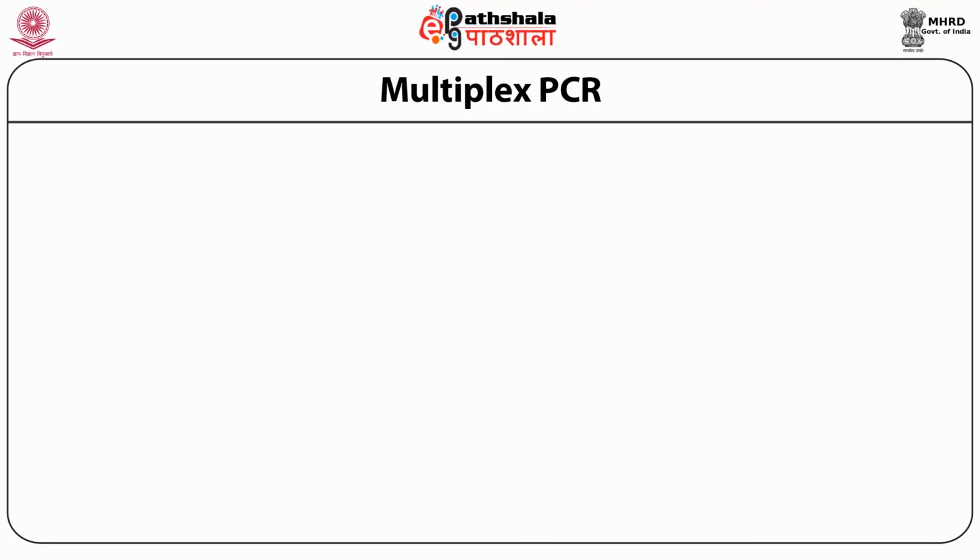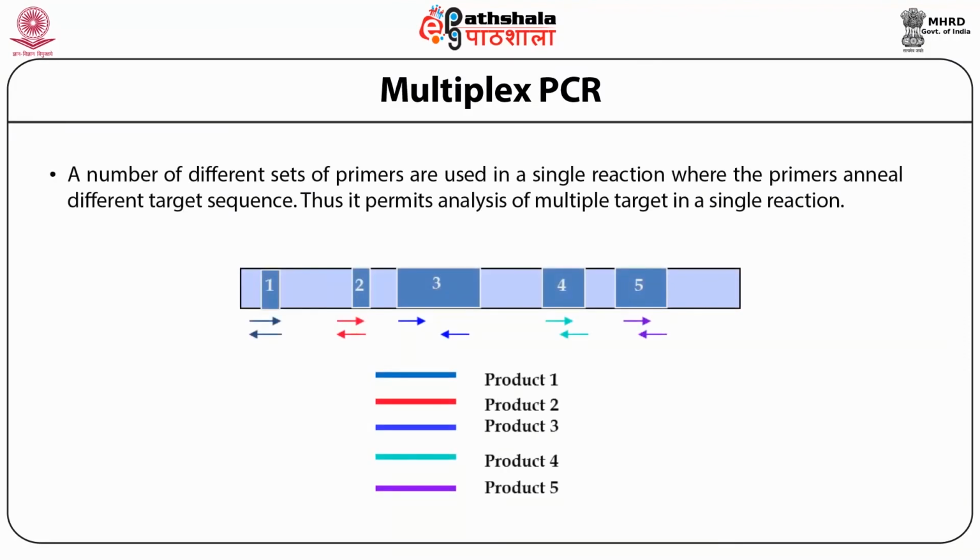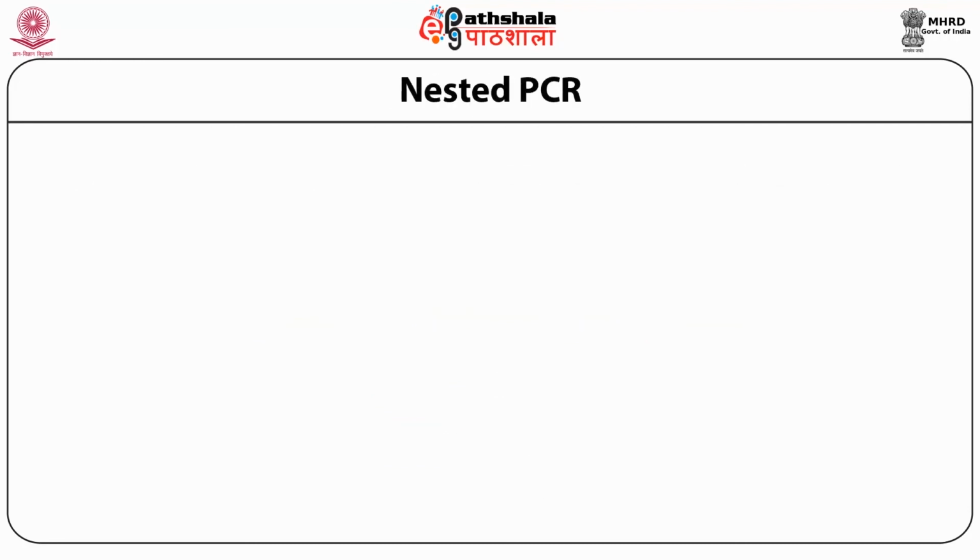In Multiplex PCR, a number of different sets of primers are used in a single reaction where the primers anneal to different target sequences. Thus, it permits analysis of multiple targets in a single reaction. Multiplex PCR has been used for analysis of microsatellite DNA and single nucleotide polymorphism. I will be explaining another variant of PCR, that is the nested PCR.